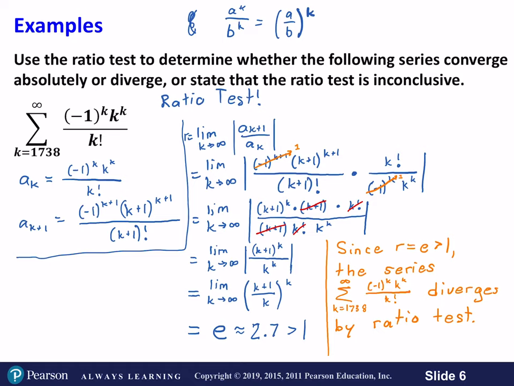One other note that I'm going to make is the fact that this started at k equals 1738 made absolutely no difference, right? We can start at any integer k that we want to. So at no point did we ever use the fact that it started at 1738. And in fact, I'm pretty sure for every series test that we ever do, it doesn't matter where we start. All right, great.